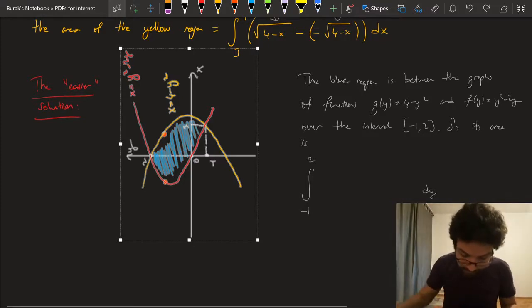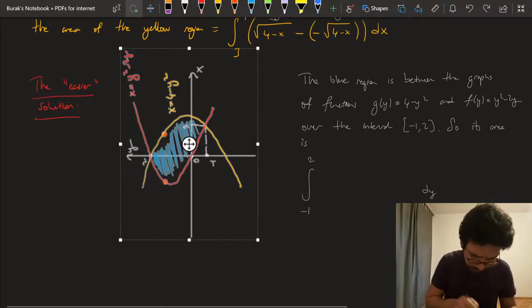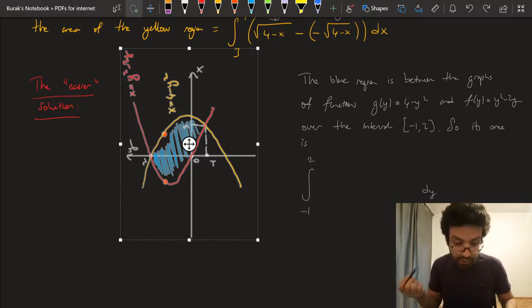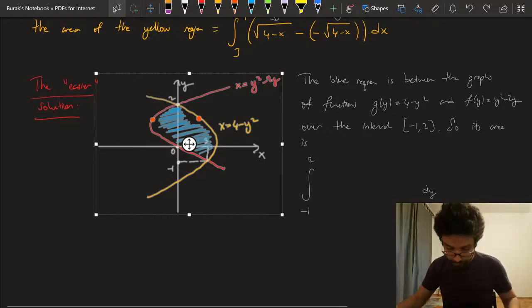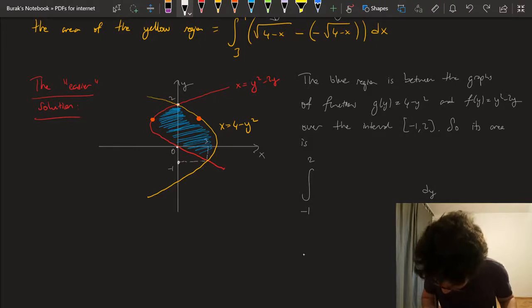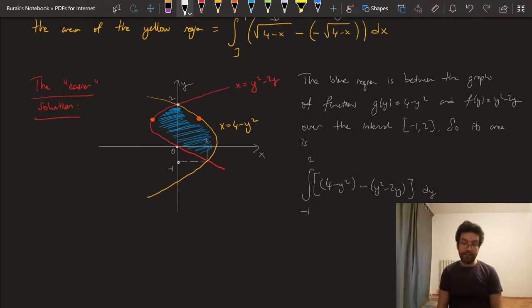Anyway, y increases in that direction now. So what's the top function? It's g of y equals 4 minus y squared, and the bottom function is f of y equals y squared minus 2y. Okay. So I have an integral of top minus bottom. And that's it. So this will give you the area of this region.